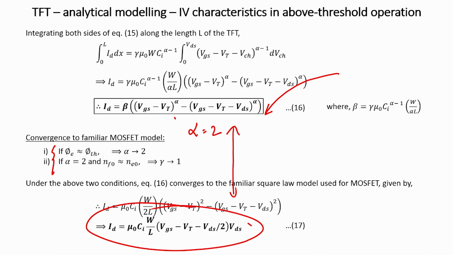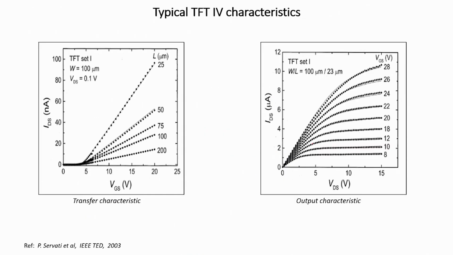So, in some sense this is a summary of how one goes about deriving the current voltage characteristics of a TFT. Now, as we saw, this term threshold voltage in the TFT is given by the total trap charge concentration by Cox plus the flat band voltage. And this plot here shows the typical current transfer and output characteristics for a TFT.